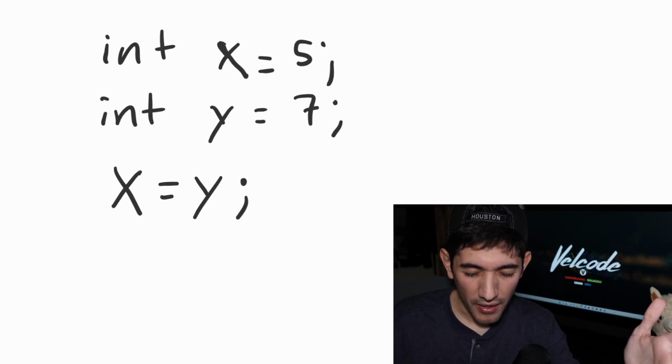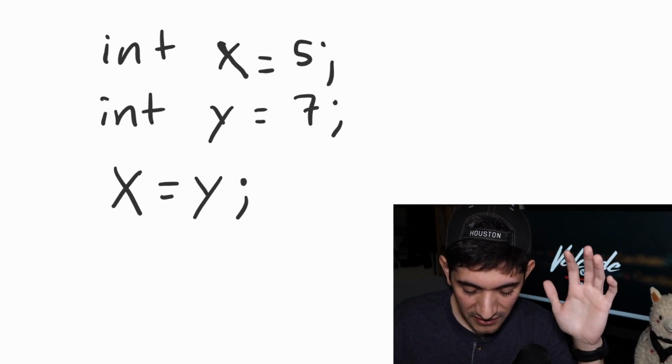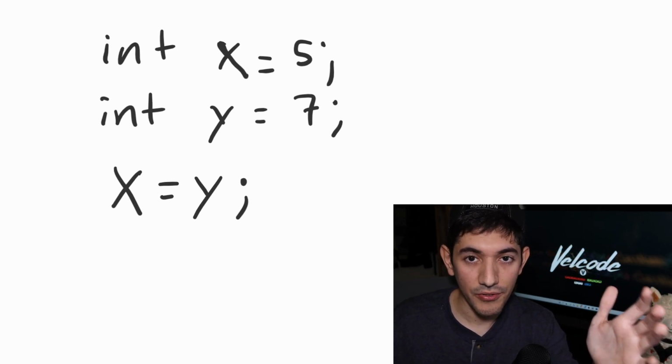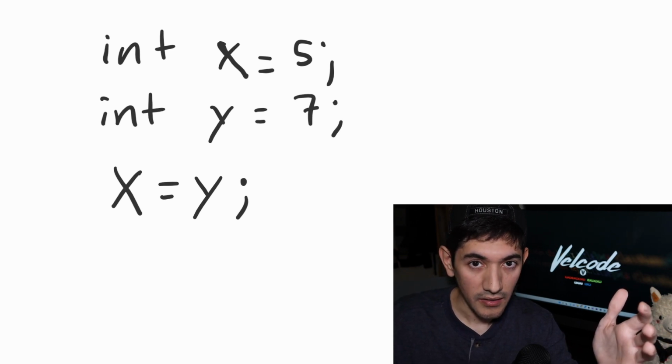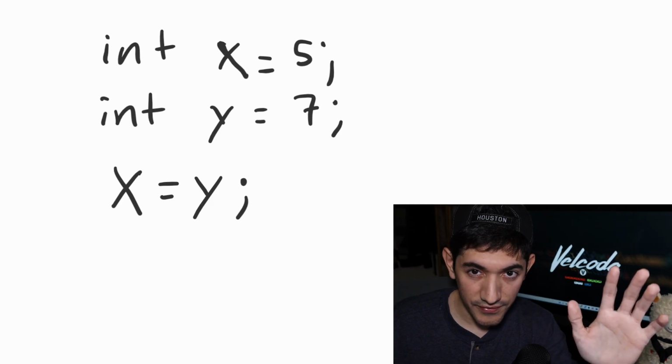Now, I want you to pause for a second, and I want you to think specifically about what is happening behind the computer with these two variables. What does it mean to assign y into x? So pause, think about it for a second, and then we'll keep going. Okay, hopefully you paused and put some thought into it. It's something very simple, but you need to understand what's happening behind the scenes.